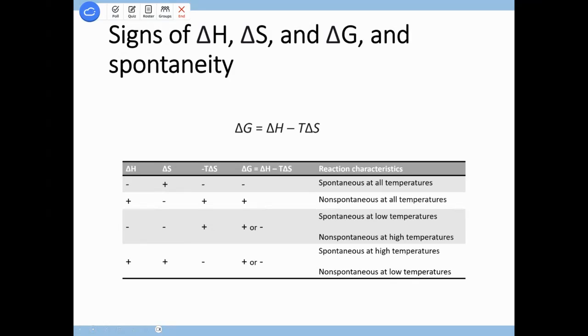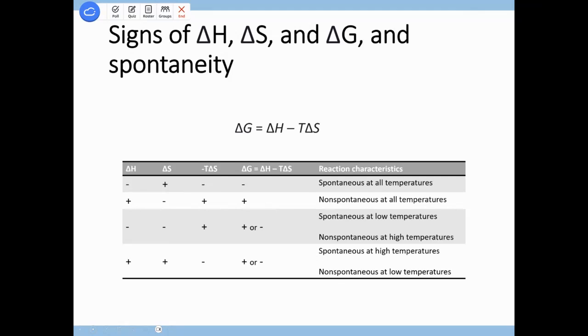For different processes, those values can be positive or negative. So if you have a process that has a negative delta H, releasing energy is what that means, a positive delta S, increasing entropy, then you have a negative delta H, and then negative T delta S will end up being negative as well. And delta G will be negative at any temperature. It doesn't matter if you have a high temperature or low temperature, you'll always get a negative delta G.